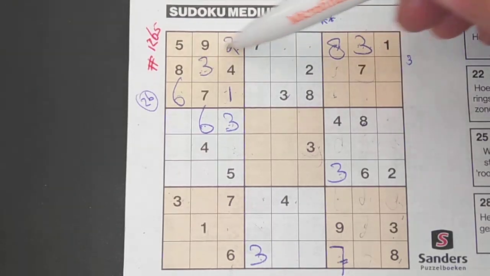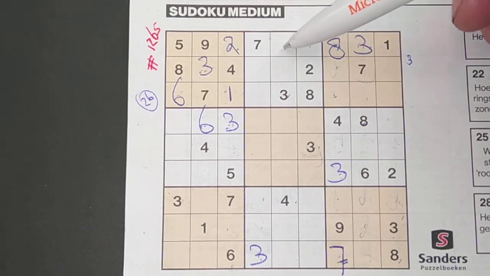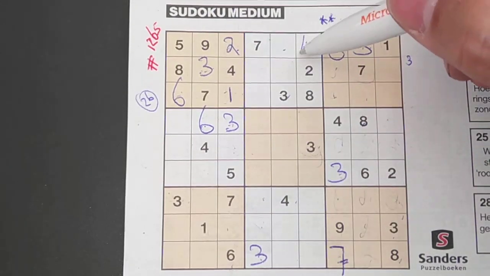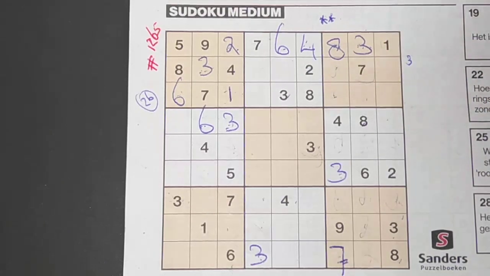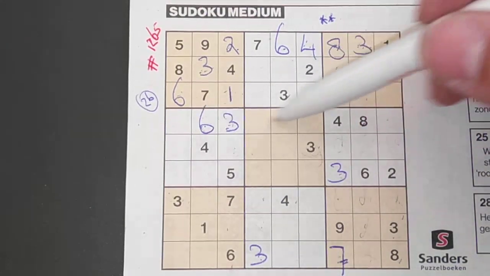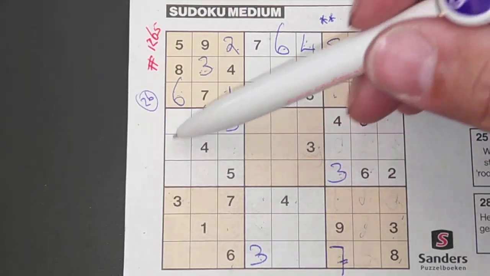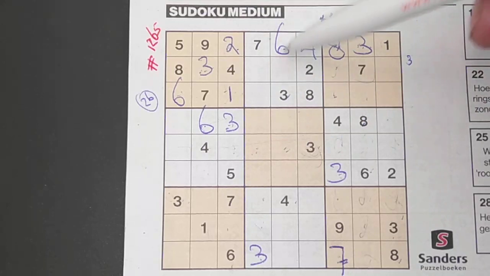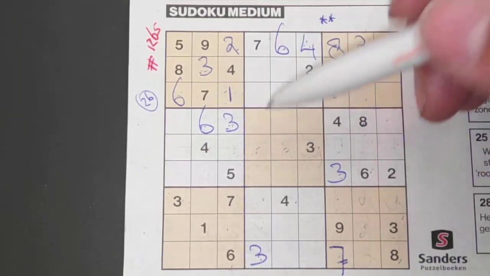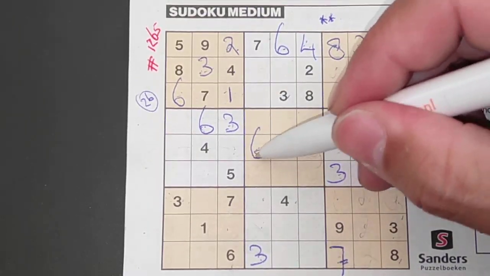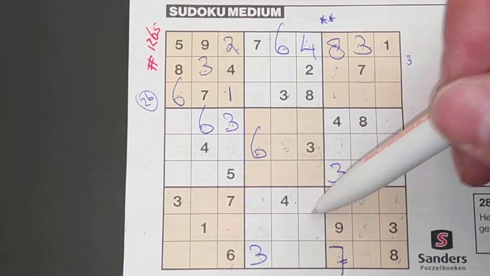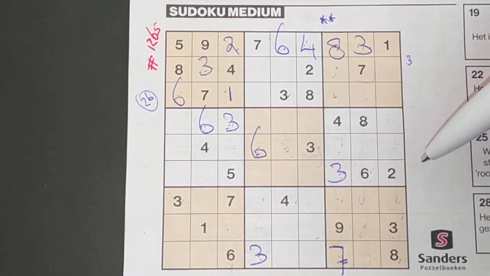2 numbers left in the first row for the number 6 and 4. We see here 4, no 4 there, 4 should be here, and the 6 goes there. 6 in this row, 6 in that row. So in the middle row, the only 2 places for the 6 should be here or there. We see here 6, no 6 there. Only place for the 6 should be there.